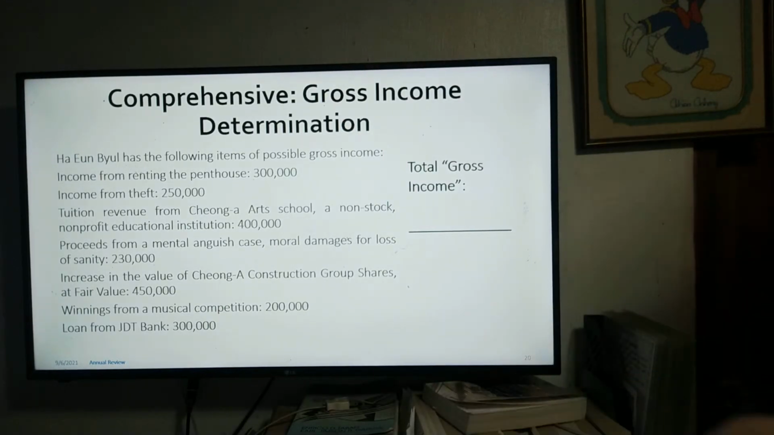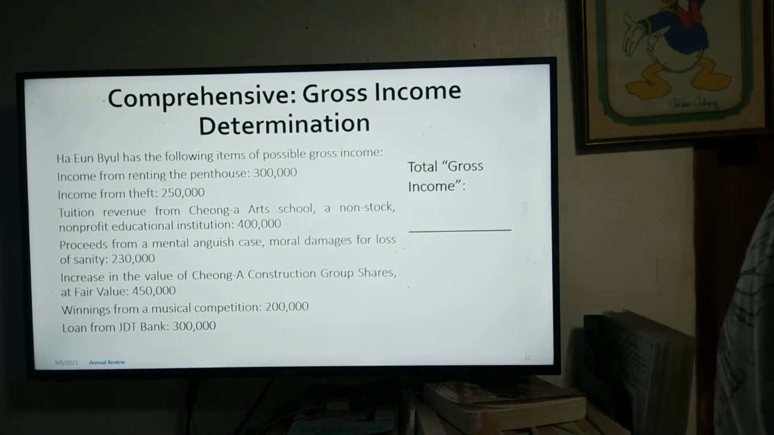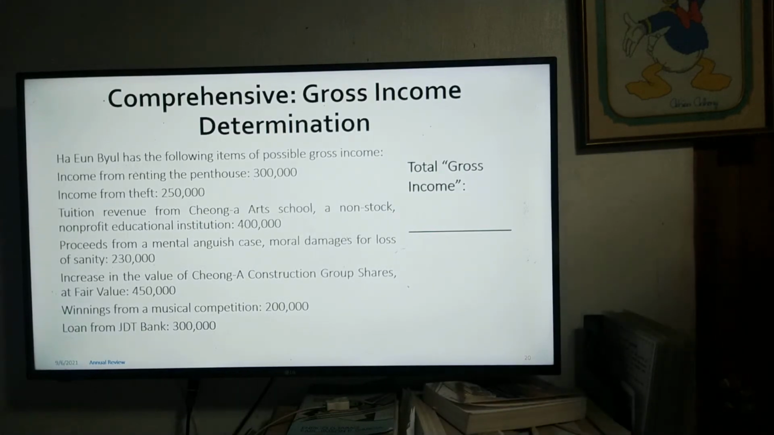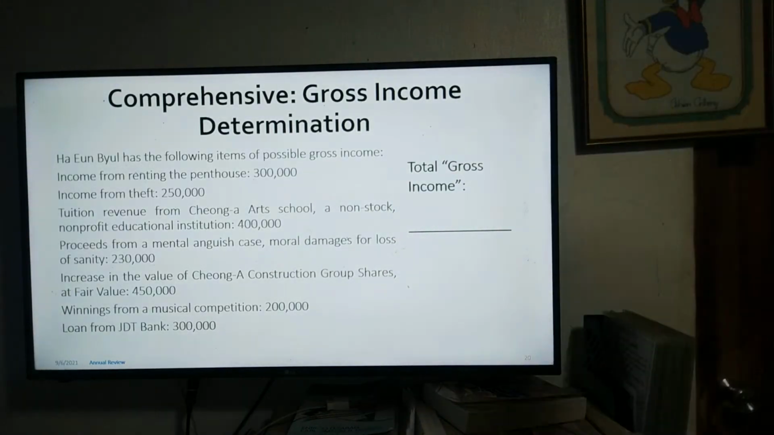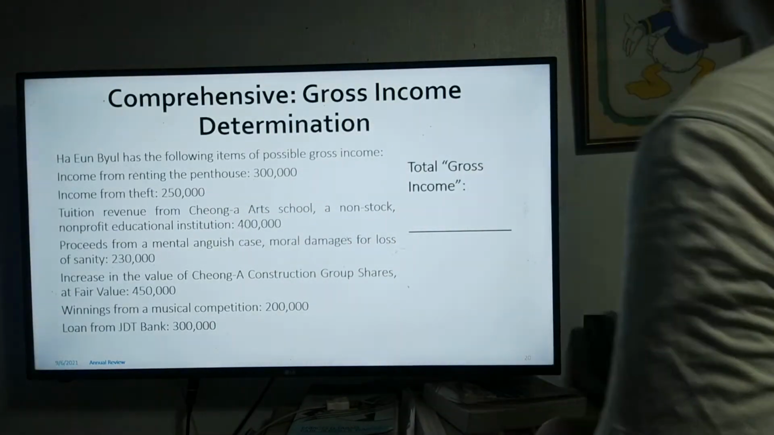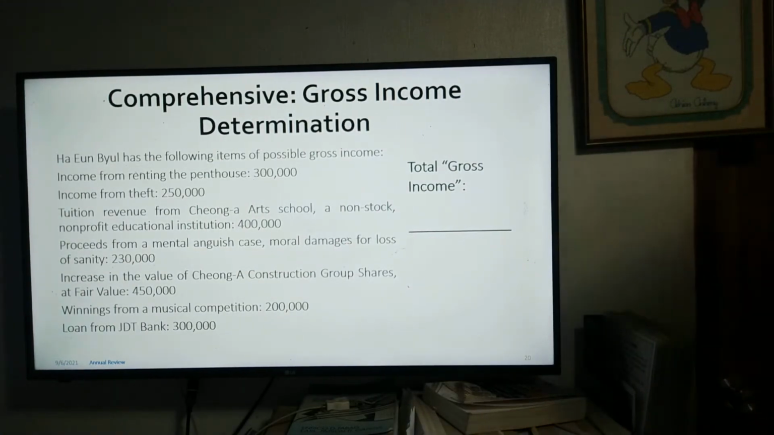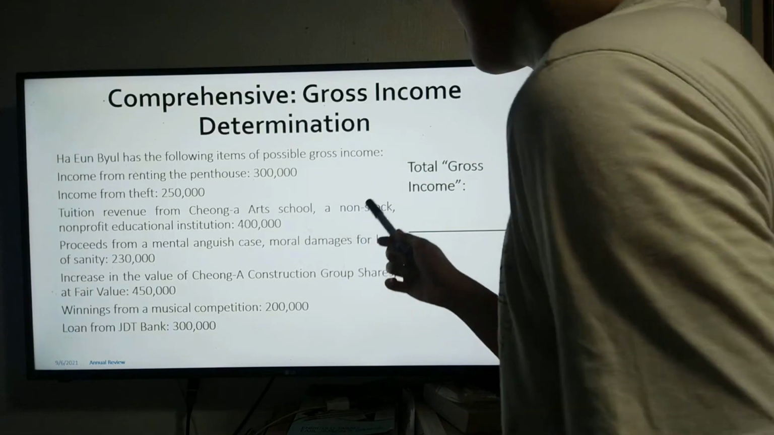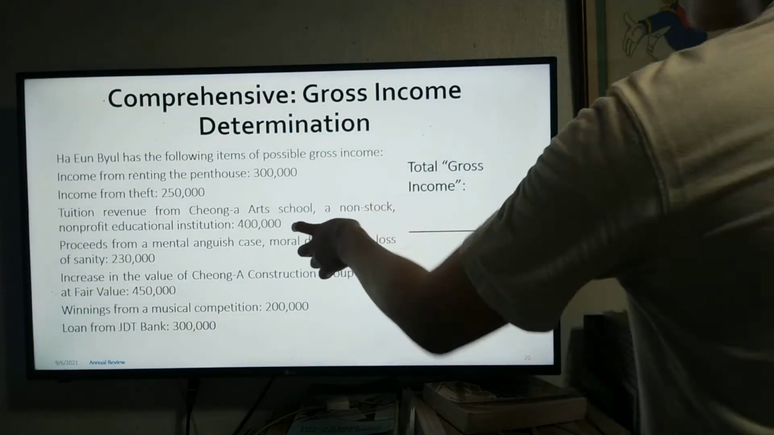So altogether, we read the problem. It says, Hao and Biol has the following items of possible income. Number 1, income from renting the penthouse, 300,000. Number 2, income from theft, 250,000. Number 3, tuition revenue from Chonga Arts High School, a non-stock, non-profit educational institution, 400,000.